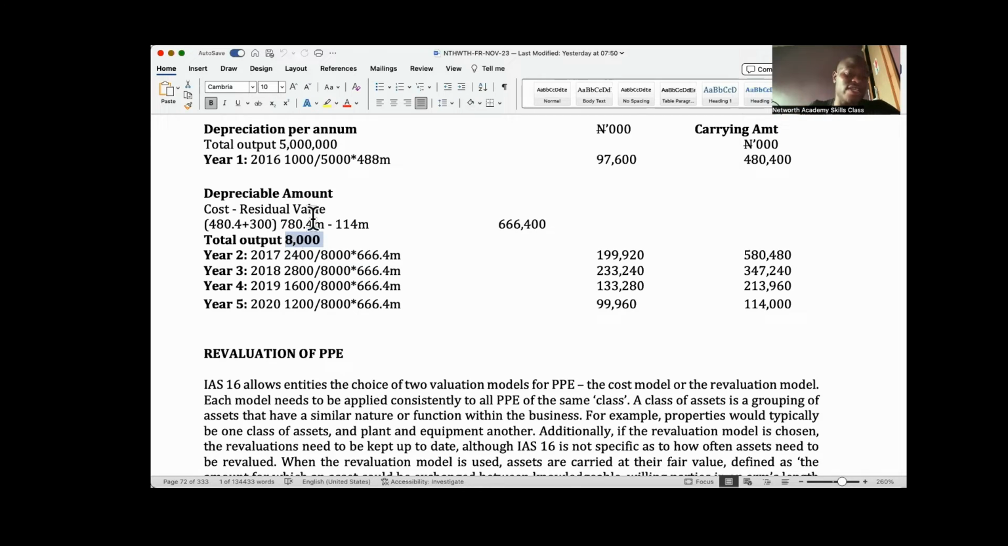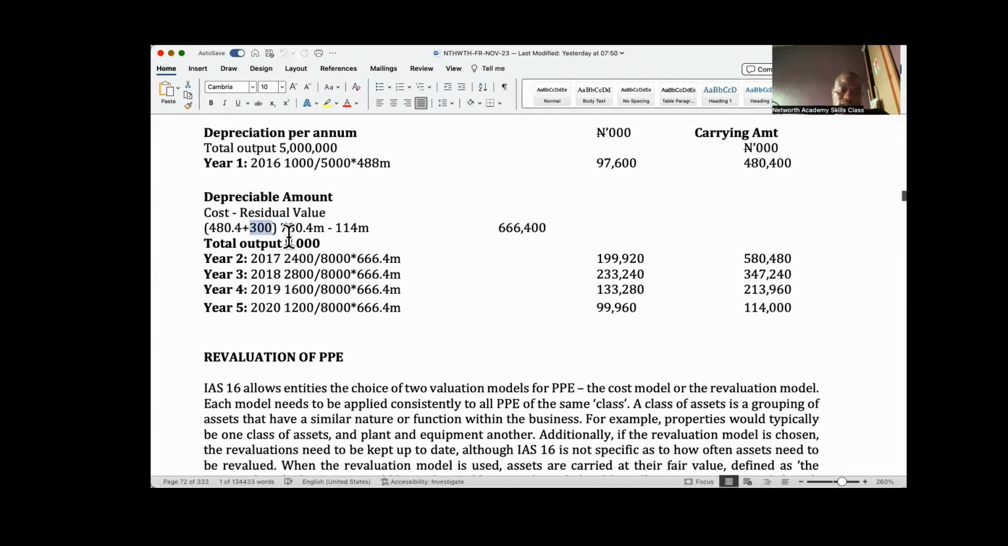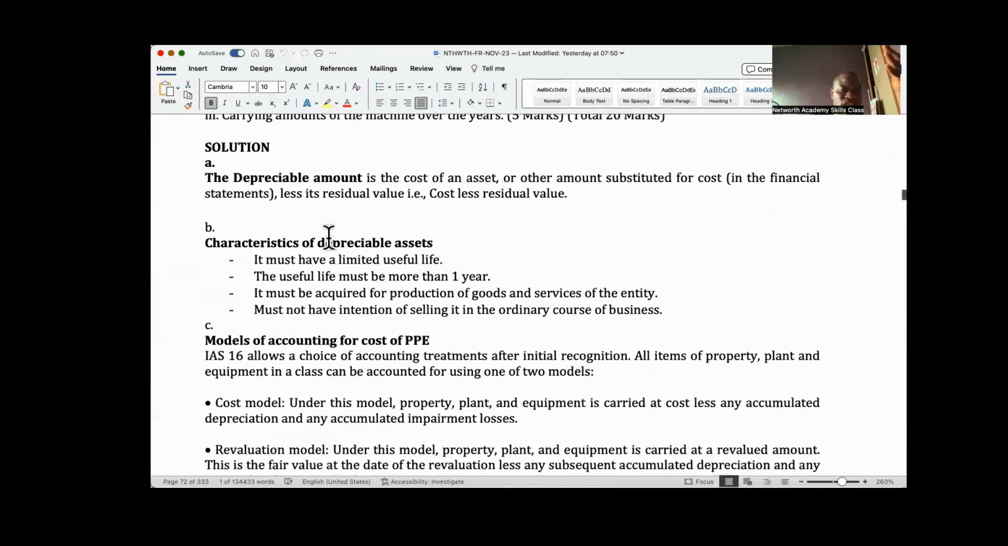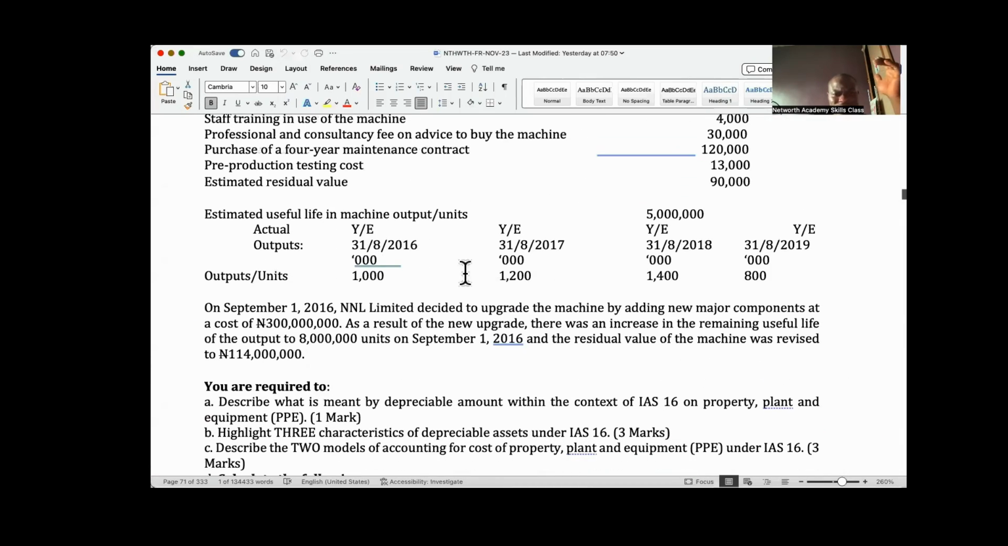Because ordinarily, our total output was 5,000. And in year one, we had already produced 1,000. So ordinarily, my remaining output should be 4,000, or 4 million. But as a result of this additional cost, they said it has increased to 8,000. That means my output has doubled.